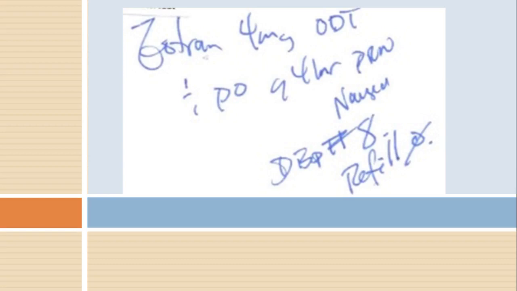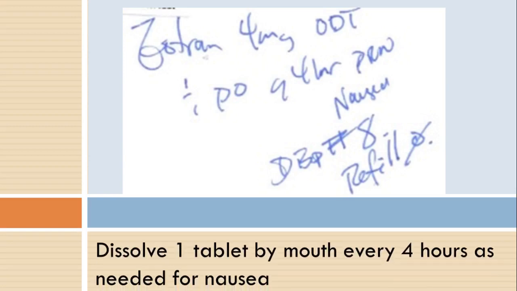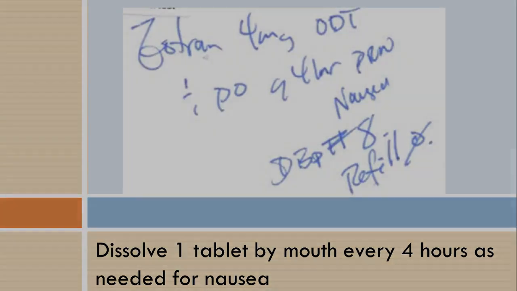Now, what might I use for the verb? I could use take, and I've got no problem with you using take 1 tablet by mouth every 4 hours. That being said, this is an ODT prescription, an orally disintegrating tablet. It's going to dissolve in the mouth, okay? So dissolve 1 tablet by mouth every 4 hours as needed for nausea.